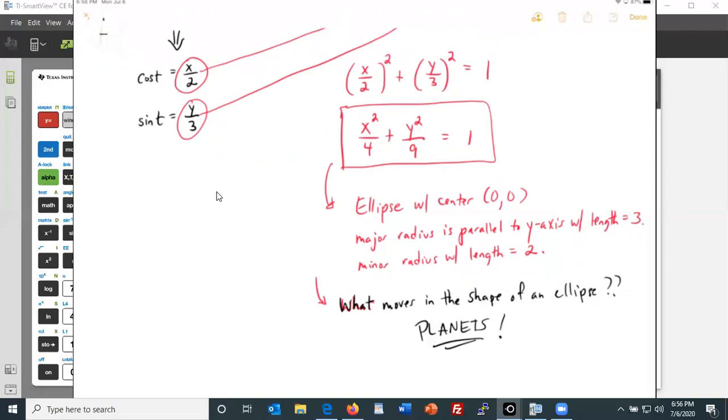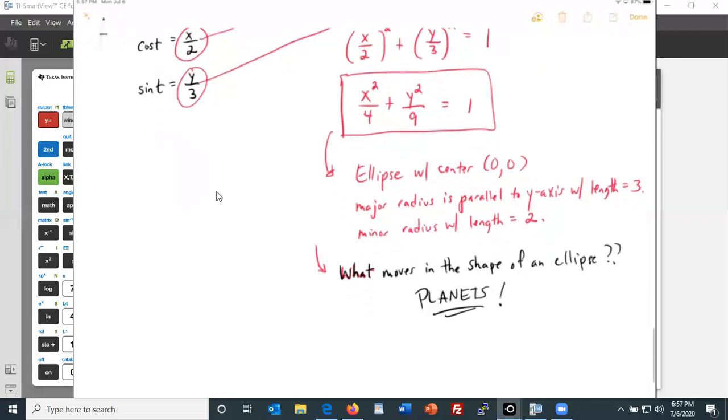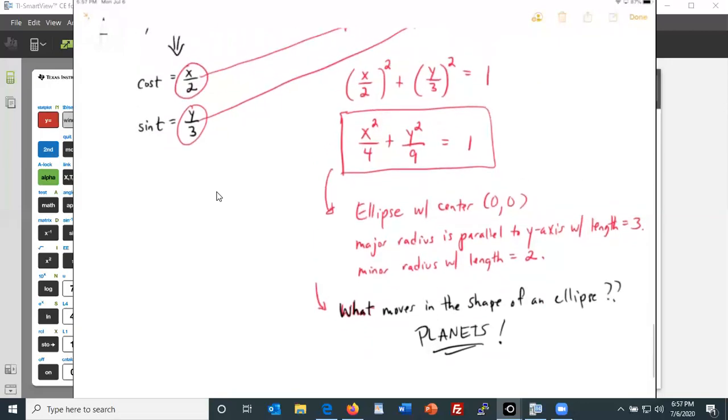And it just keeps going round and round the sun, year after year. So in a sense, these parametric equations can imitate that motion around the sun in a very simple way, of course.